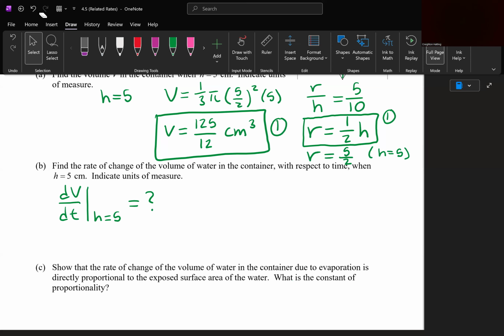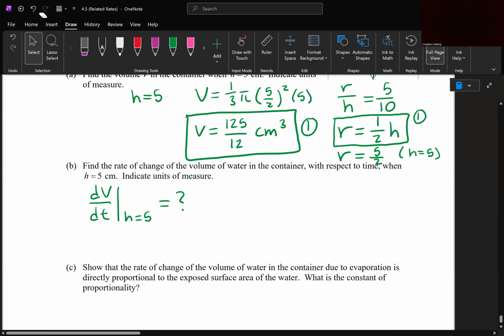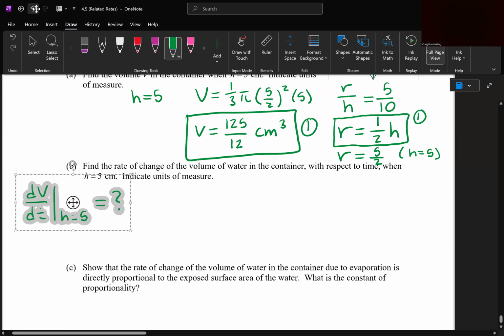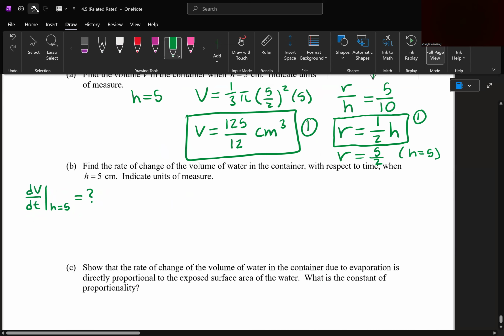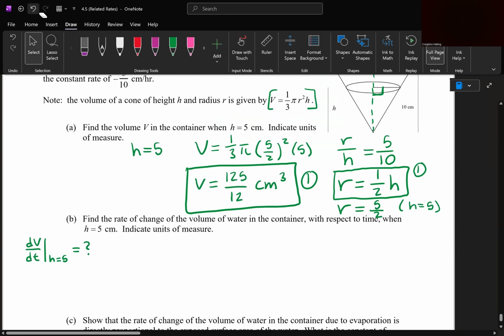Now, there are two ways to solve part B here. I'm going to move this out of the way because I want more space to show you, and I'm going to make it a little smaller. Okay, dV/dt at 5 is over there now. We know that the volume of a cone is 1/3 pi r squared h. The issue is that I have a lot of variables on the right side, so when I try to take the derivative of that, it might get a little bit messy.